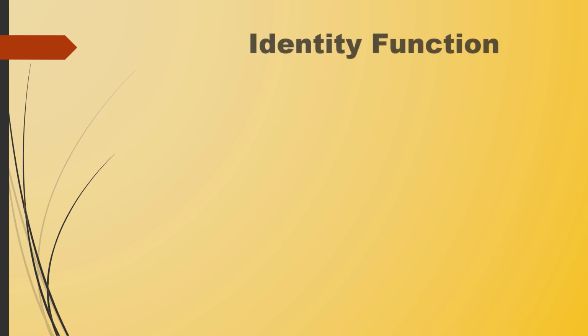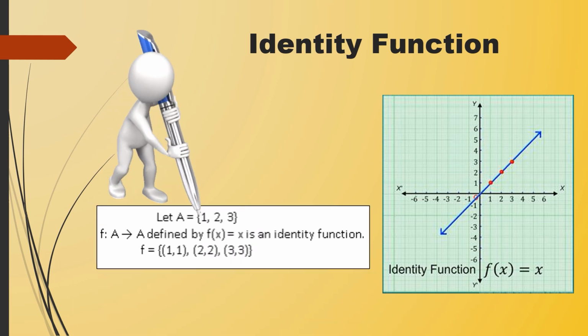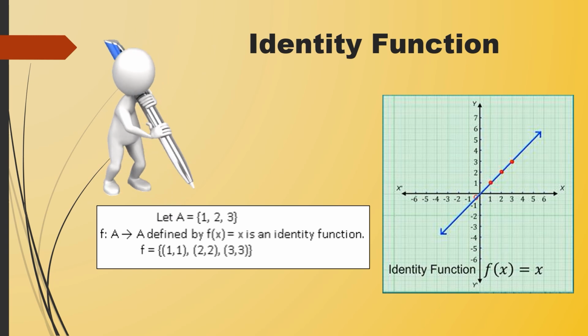Identity function. A function is said to be an identity function if f(x) is equal to x such that x belongs to real numbers. A graph of an identity function for a equal to 1, 2, 3 is shown. Each point on this line is equidistant from the coordinate axes. The straight line makes an angle of 45 degrees with the coordinate axes.